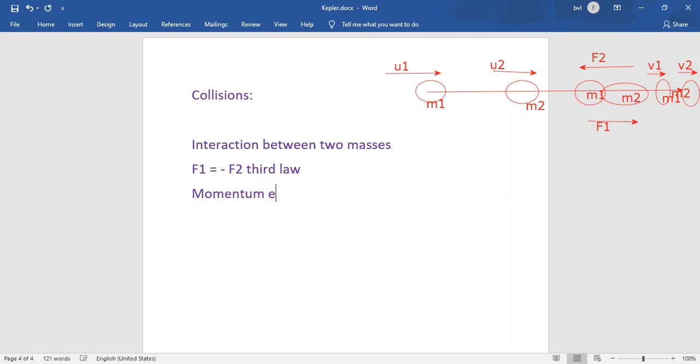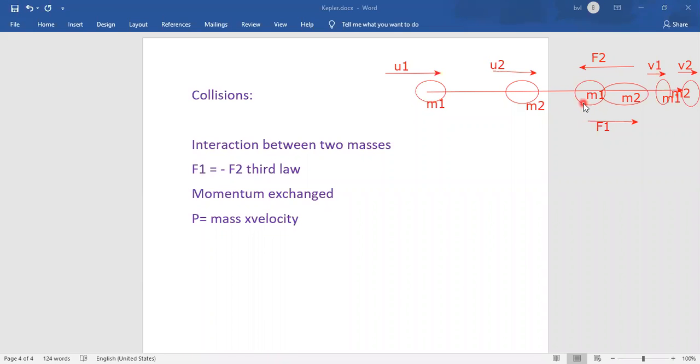Momentum is exchanged. So the two masses exchange their momentum. They share their momentum. What's momentum? Momentum P equals mass into velocity. Here we have two masses, m1 and m2, moving with initial velocities. They have initial momentum. When they strike each other, they exchange their momentum.